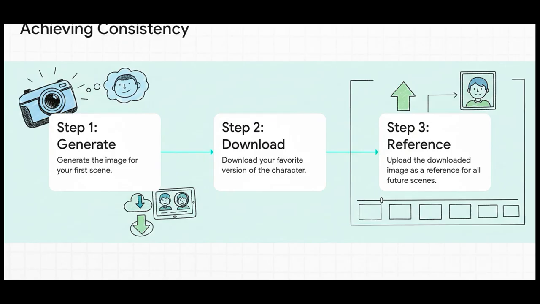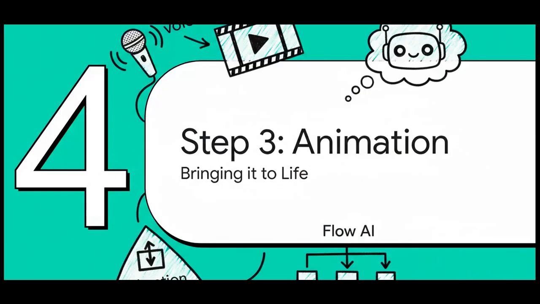So, you generate your first scene, pick the version of the character you love, and download it. Then, for every single scene after that, you use your new prompt, but you also upload that first image as a reference. Visk AI then looks at that image and makes sure your character's face, clothes, and style stay consistent. It's that easy.